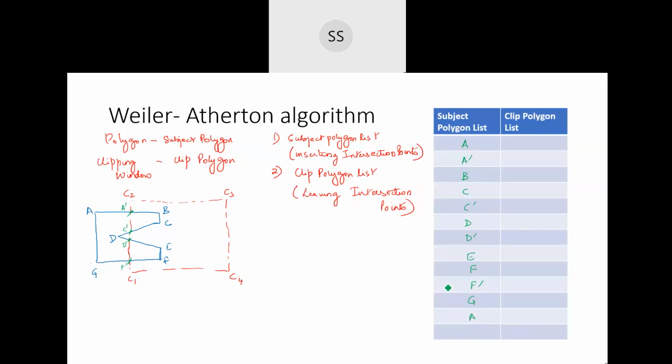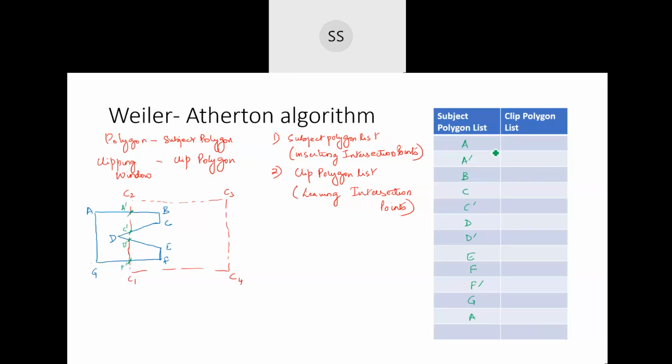Okay, now that I have written my subject polygon list, next I need to write the clip polygon list. What do I mean by clip polygon list? I'm going to write all the vertices of my clip polygon along with the intersection points. So let us start from C1.